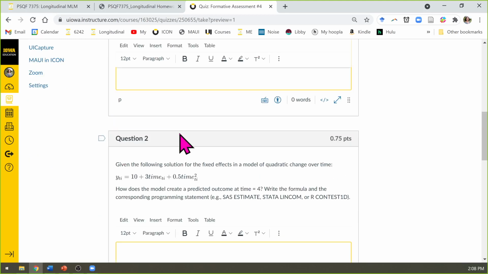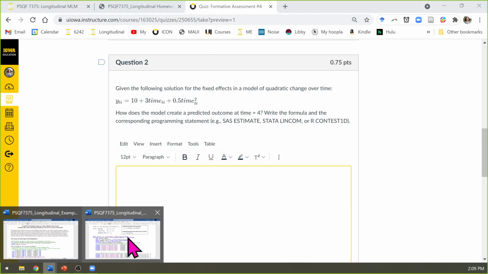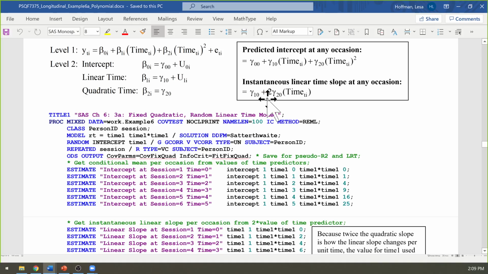And then setting you up to be able to get through your homework with quadratic models. How the model tells you what the predicted mean is at each occasion, and how the model tells you what the predicted linear slope is at each occasion. So I gave you an example model and asked you to figure this out. Here is the answer key, that box right there.